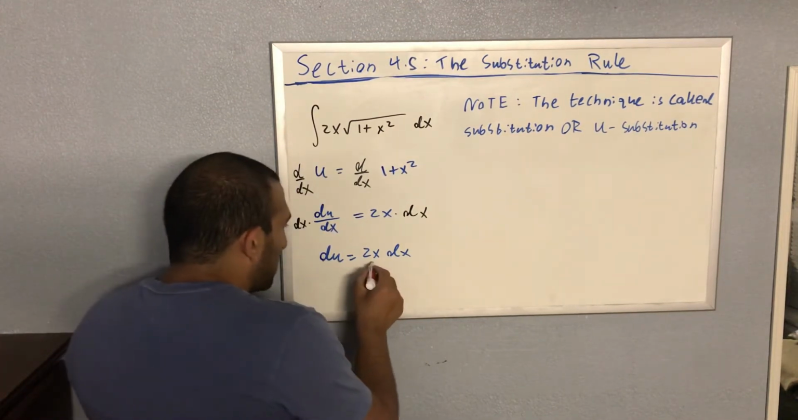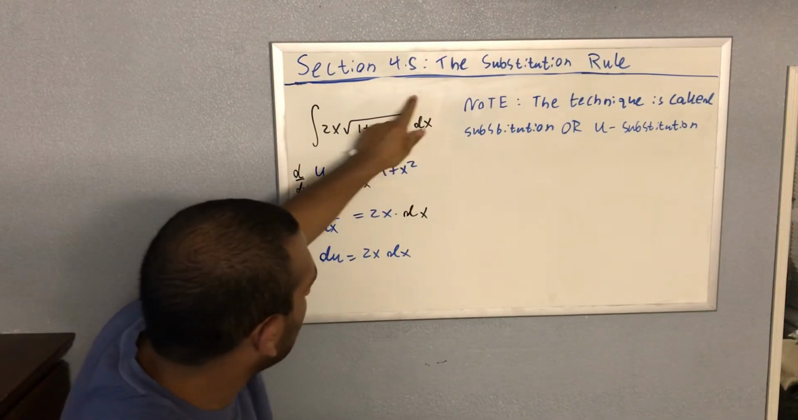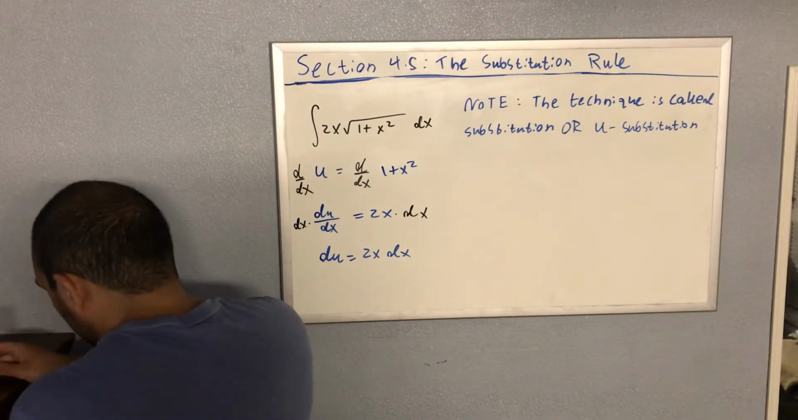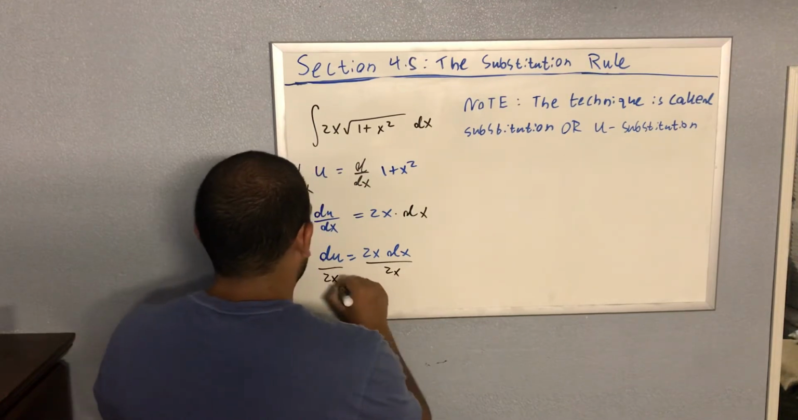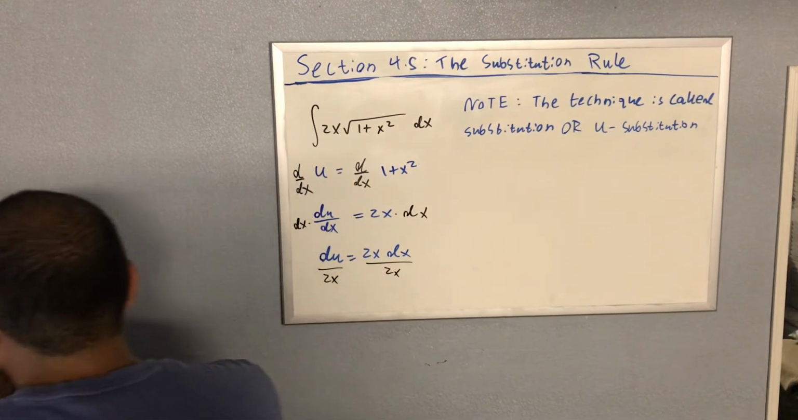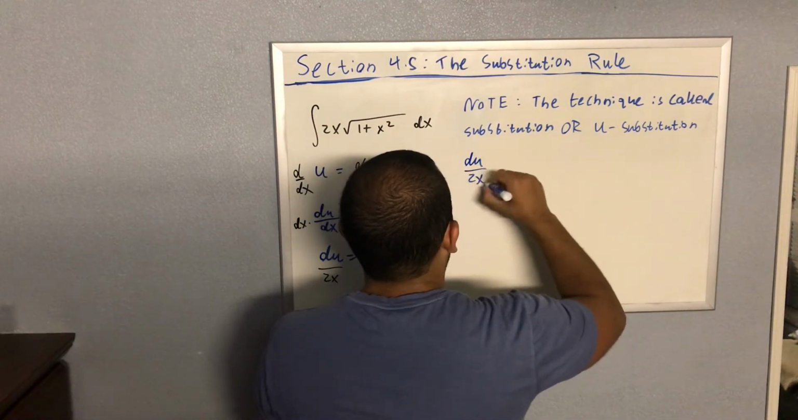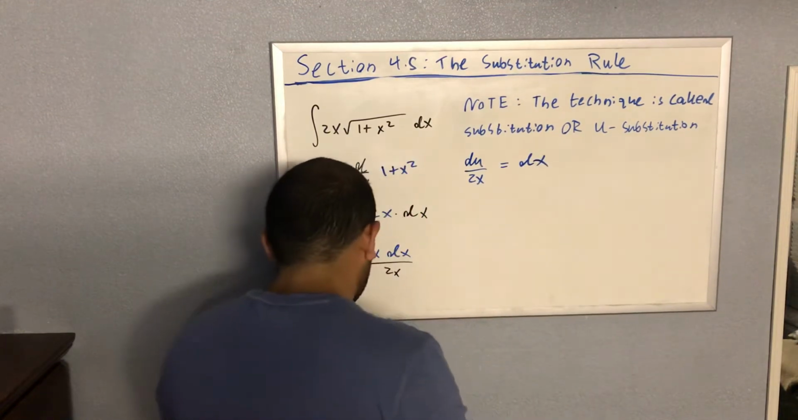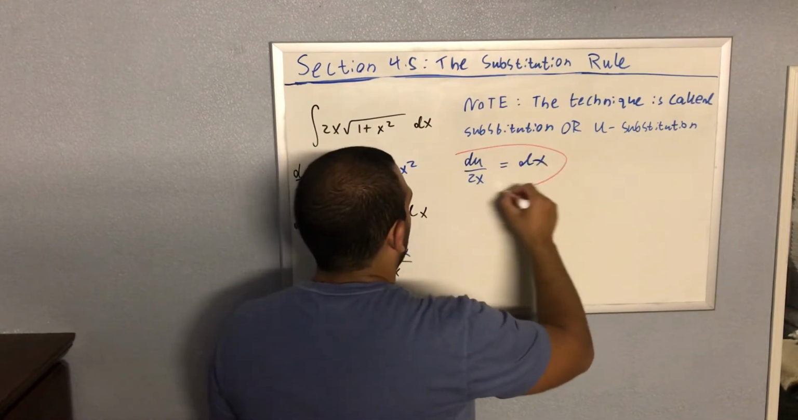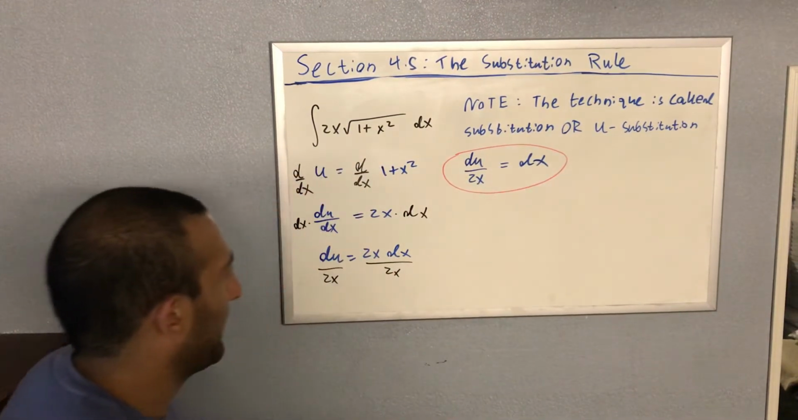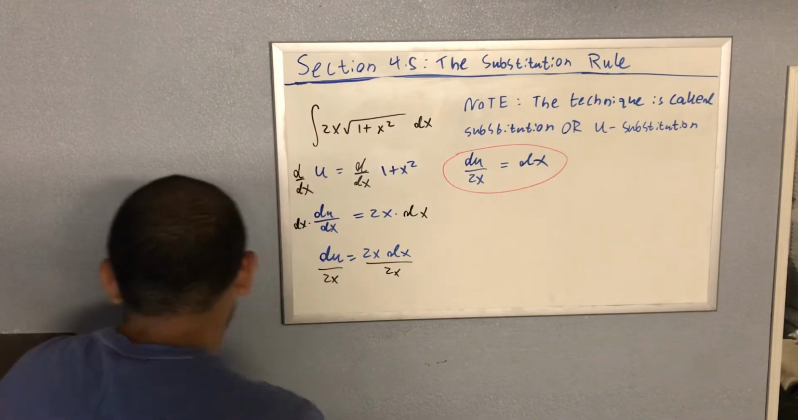So du is 2x dx, okay? So what does that mean that dx is this guy here? Well, if you divide everything by 2x, divide by 2x on both sides, we get this final result that says that du divided by 2x is equal to dx. This right here. Okay, this is important.